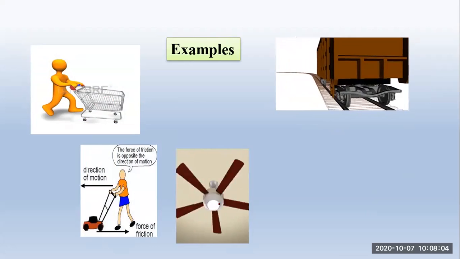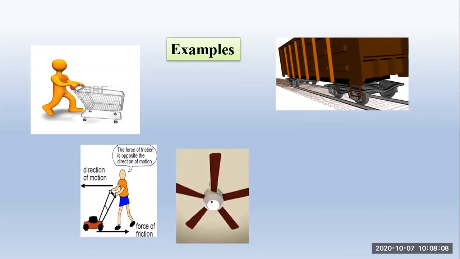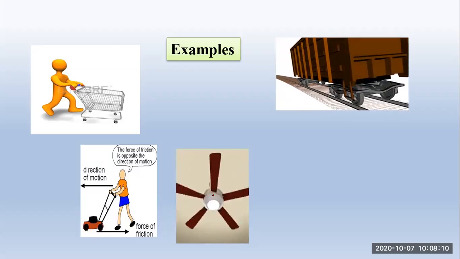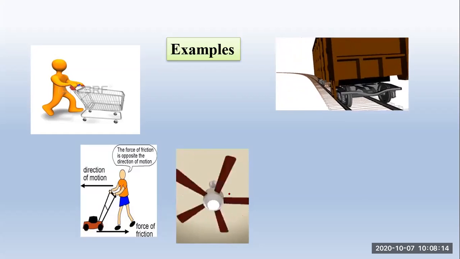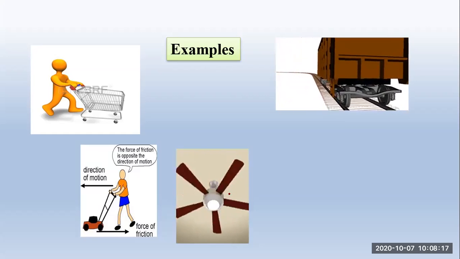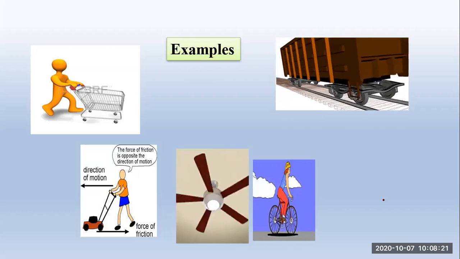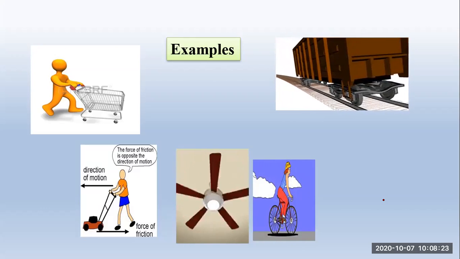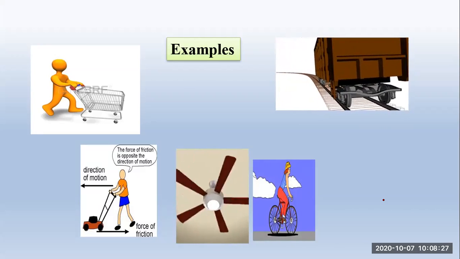The fan rotates. Inside the fan, you have the axle and objects which are rotating on each other. So these are examples of rolling friction between them. Cycle, you have circular tires to reduce the friction.